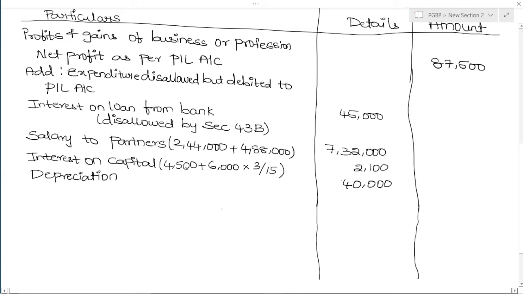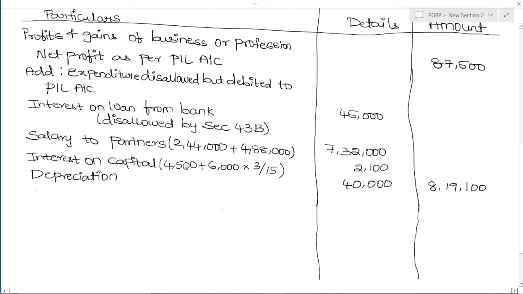Now we have 45,000, 7,32,000 plus 2,100 plus 40,000. So totally on the debit side there is no other thing, right? So we will directly add all these four. 7 lakhs 32,000 plus 45,000 plus 40,000 plus 2,100. So it will come to 8 lakhs 19,100.